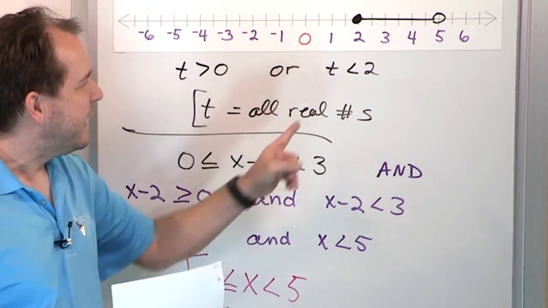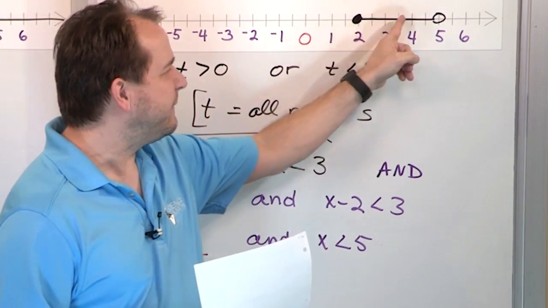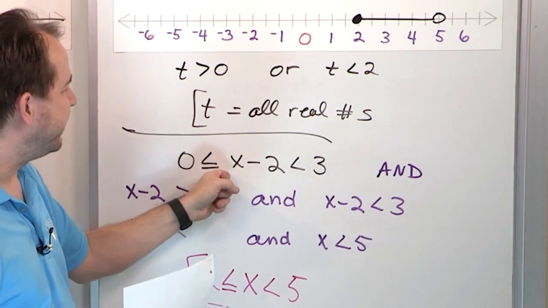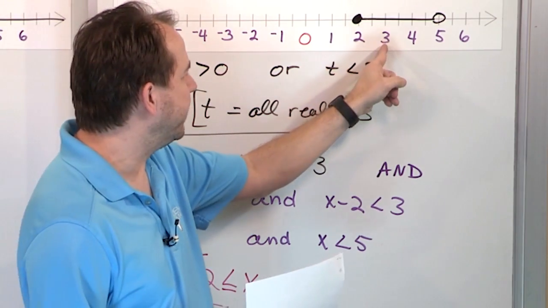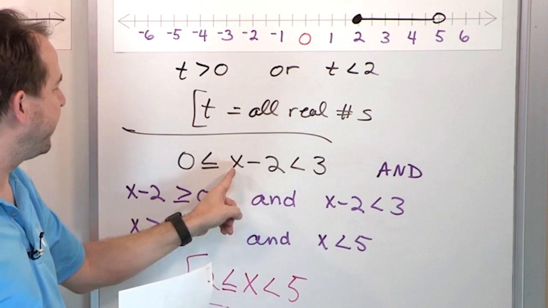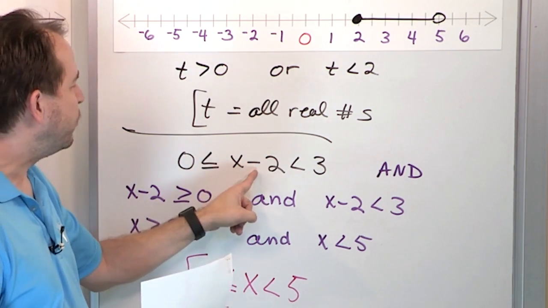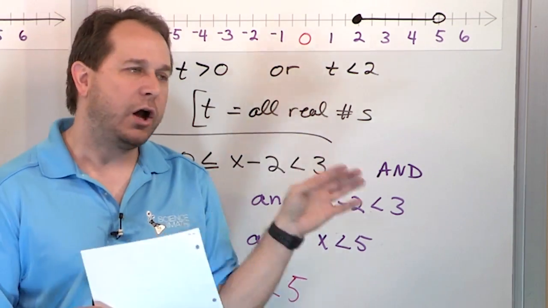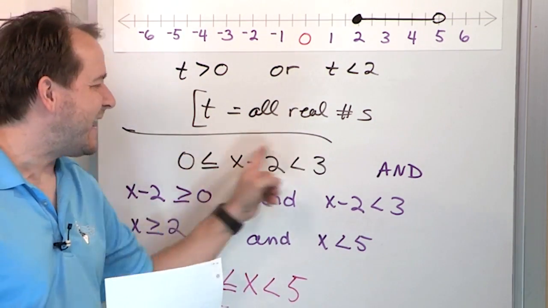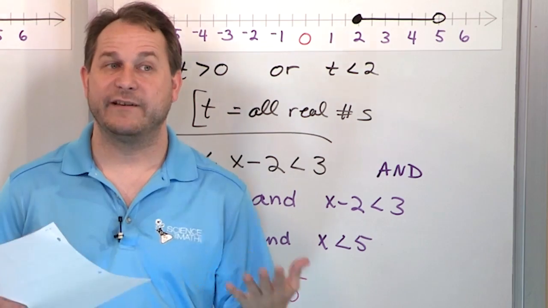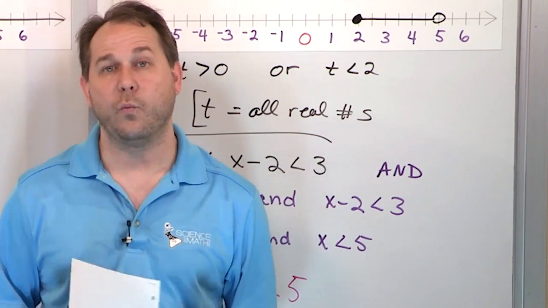And what we're saying is that all of the numbers in this segmented region satisfy this inequality. Let's pick 3 for an example. 3 we're saying is part of the solution set. 3 minus 2 is 1. 1 is greater than or equal to 0, and 1 is less than 3. So all of the numbers that we say are in our solution satisfy our original problem. It's just that we have 2 inequalities instead of just 1 to satisfy.